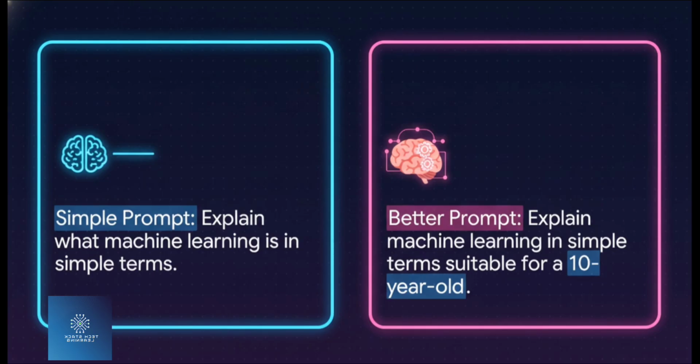On the left, you've got your basic question, explain machine learning. And you get a generic, kind of boring textbook answer. But then on the right, we just add that little bit of context, suitable for a 10-year-old. All of a sudden, we're not just asking what something is, we're telling the AI how to answer. And that simple little shift, that's the heart of good prompting. It's really what separates someone who's just using AI from someone who's an expert at it.